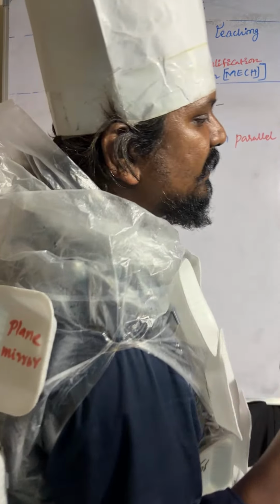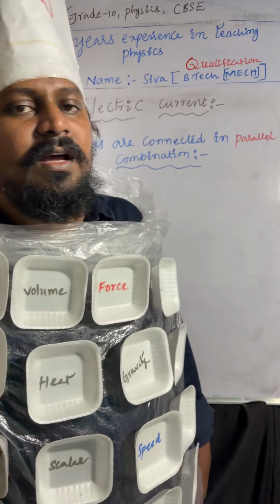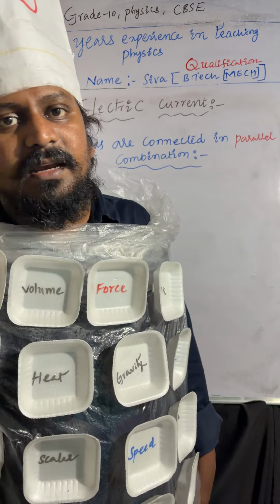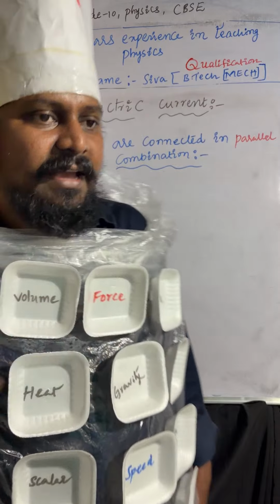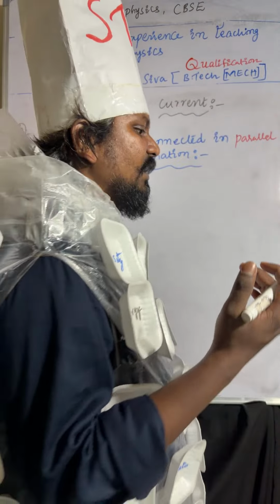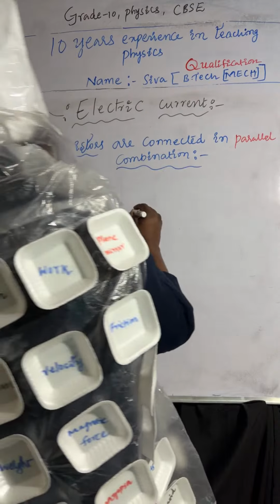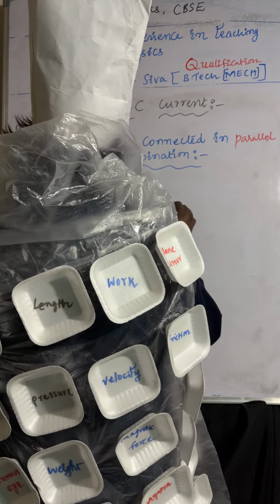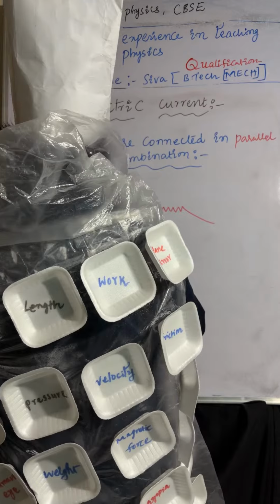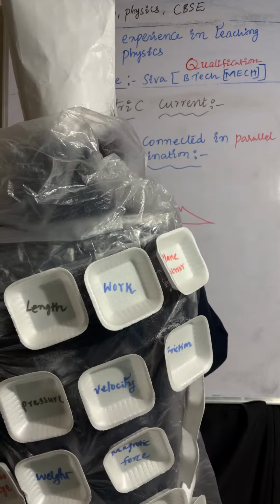Sir, how can you identify resistors connected in parallel and resistors connected in series combination? If you connect one end to another, another end to another, like that, and the current is the same throughout the circuit, then we can say resistors are connected in series combination. Now, resistors are connected in parallel combination.